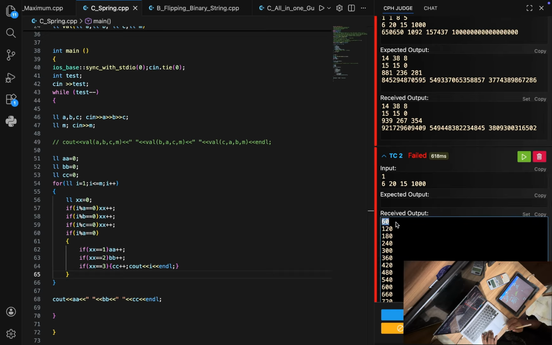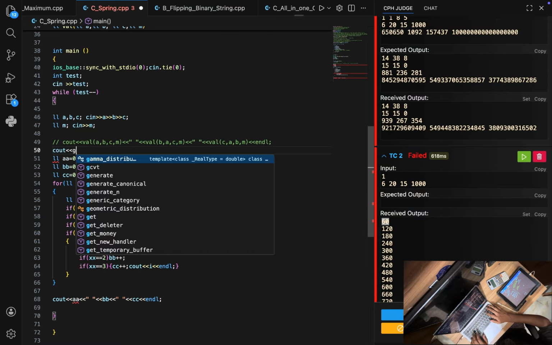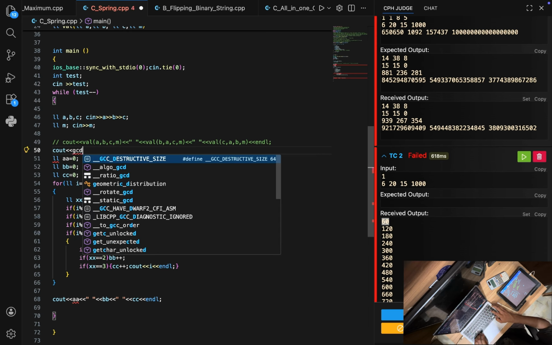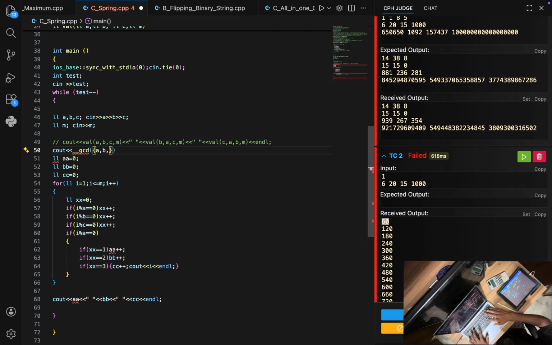60. 20, 15, 60. Oh, 6. Okay, so I should have taken the GCD kind of stuff, I guess. GCD of A comma B comma C.